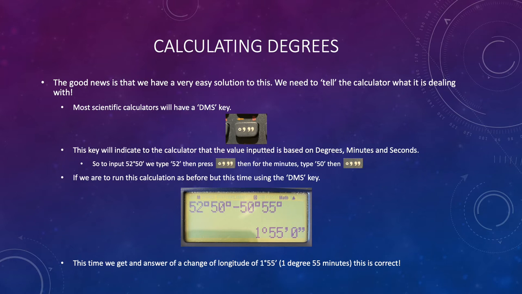So what we need to do is input the value we did before. We type in the minutes first of all. You can see on the calculator 52 minutes, and then we press the DMS key, which will input the fact that it's a minute. Then we put in the seconds, so how many seconds we have.